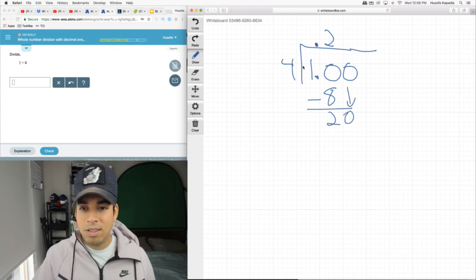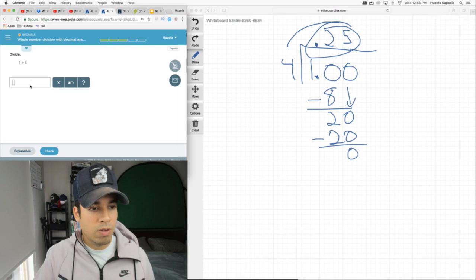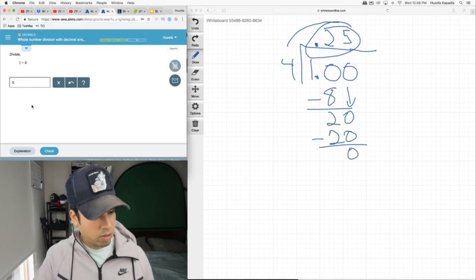Bring down the 0. 4 goes into 20 5 times. 5 times 4 is 20. And there we go. We've got no remainder. Our answer is 0.25.